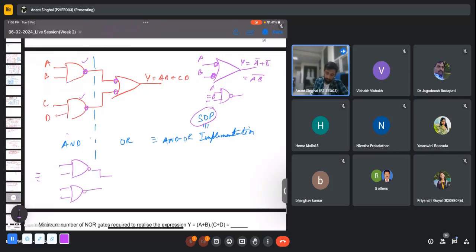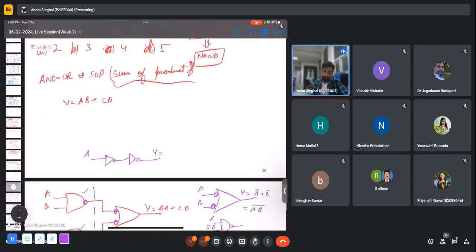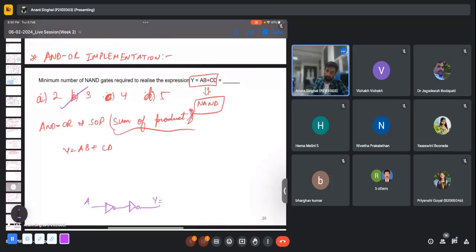So I have made this circuit for AB plus CD. If I make something like this, with inputs A, B, C, D, this Y will be AB plus CD. So the correct answer for this question will be 3 only. You need a minimum of 3 NAND gates. Basically, if I write 2-input NAND gates, that will be more clear to realize this expression.